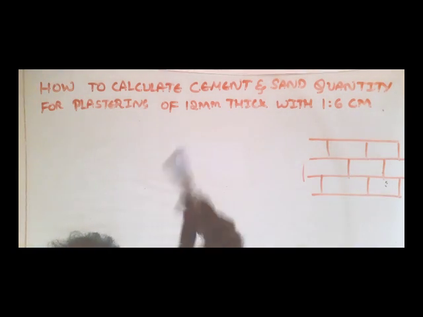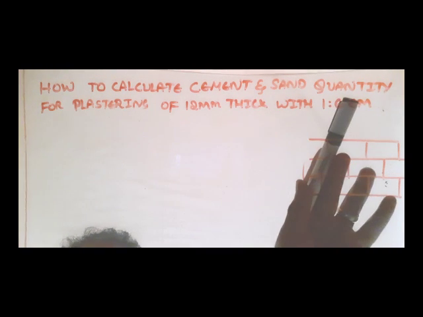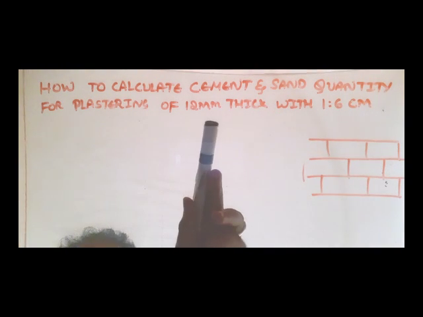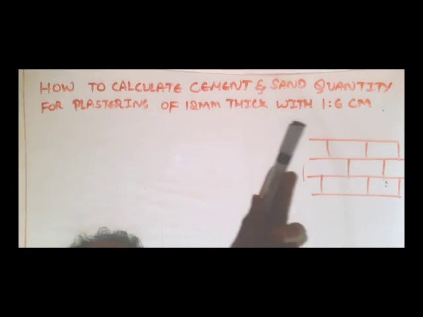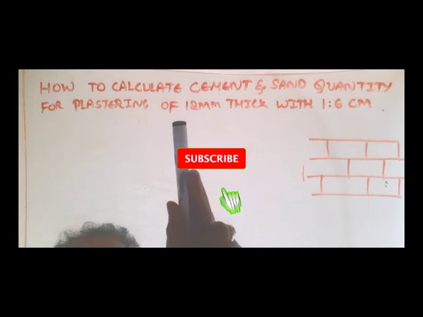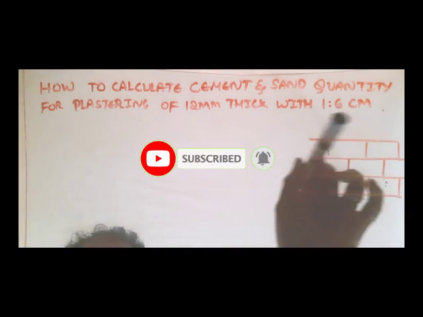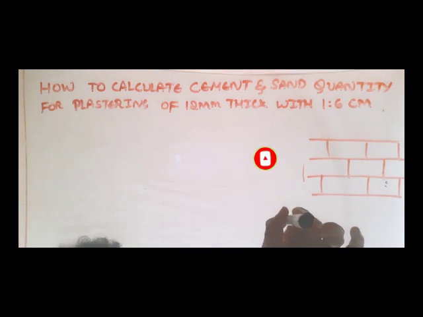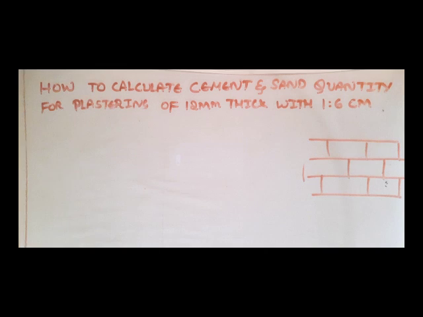How to calculate the cement and sand quantity for plastering of 12 mm thickness with 1:6 cement mortar. For this 12 mm thickness we need to plaster this entire wall. In order to plaster this wall at 12 mm thickness, how much cement is required and how much sand is required? This part we have to calculate.